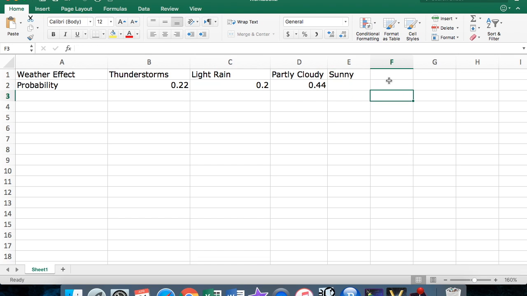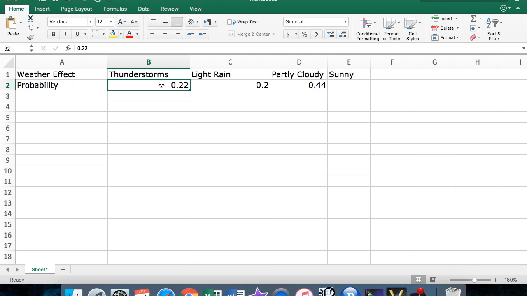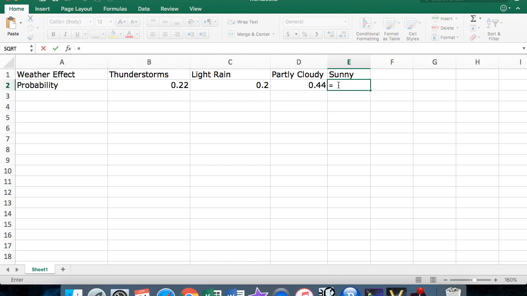Well, remember, this has to sum to 1, right? If it does not sum to 1, then it is not a probability distribution. So this is the easiest thing to do. You have to think about it in terms of complements. If you have 22% chance for thunderstorms, 20% chance for light rain, and 44% for partly cloudy, sum these up, and the sunny is going to be 1 minus the sum of these. It's whatever's left, because either it's going to be thunderstorming, light rain, partly cloudy, or sunny. It's not going to be anything else. So it'll be your full 100% minus the probability of the other events happening.